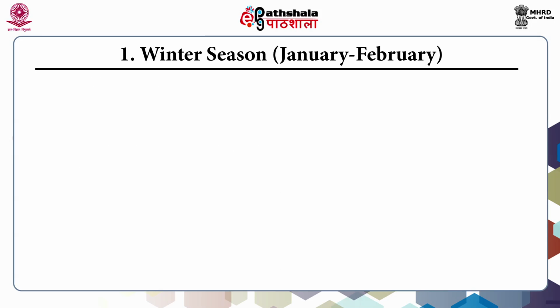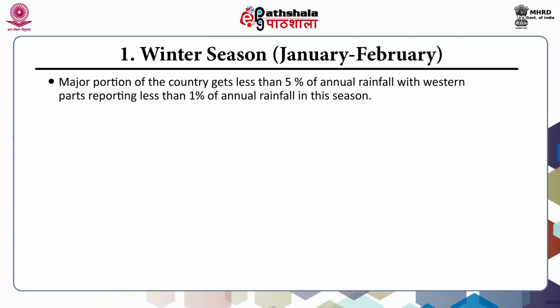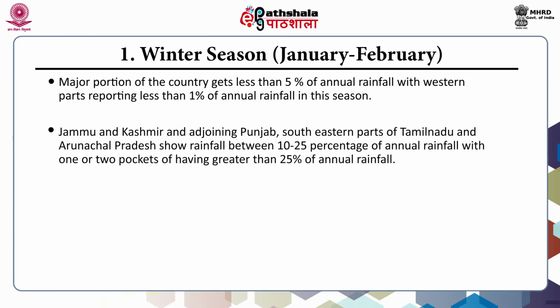Now let's discuss the annual distribution of precipitation in the winter season, which is from January to February. A major portion of the country gets less than 5% of annual rainfall, with the western parts reporting less than 1% of the annual rainfall in this season. Jammu and Kashmir and the adjoining state of Punjab, southeastern parts of Tamil Nadu and Arunachal Pradesh have rainfall between 10 to 25% of annual rainfall, with just 1 or 2 pockets having greater than 25% of the annual rainfall.